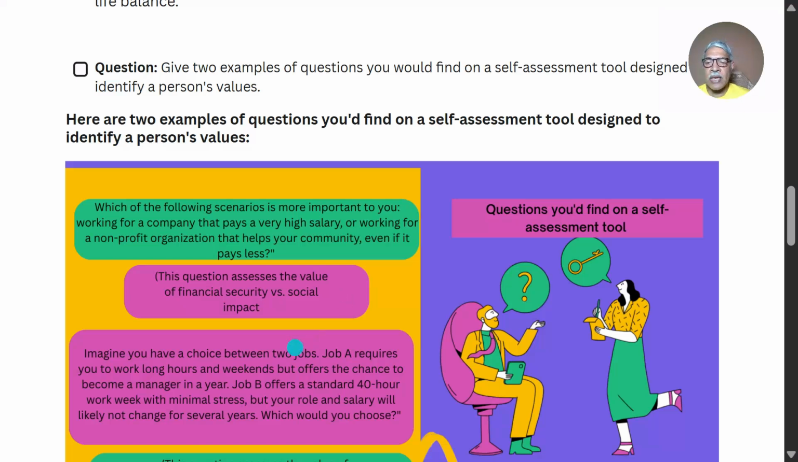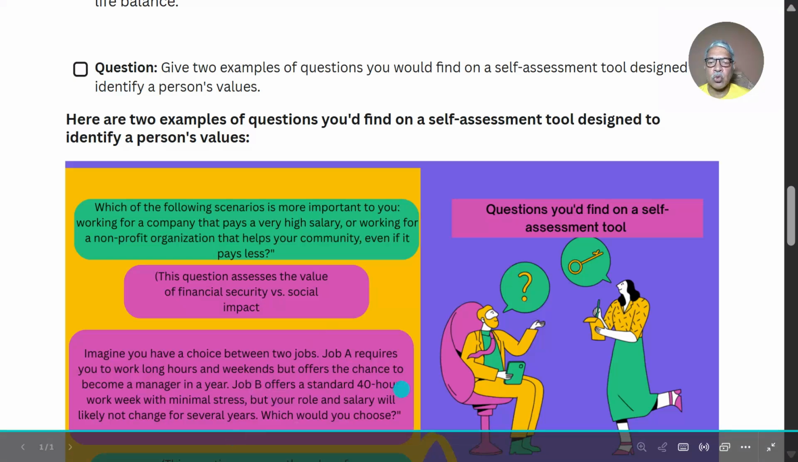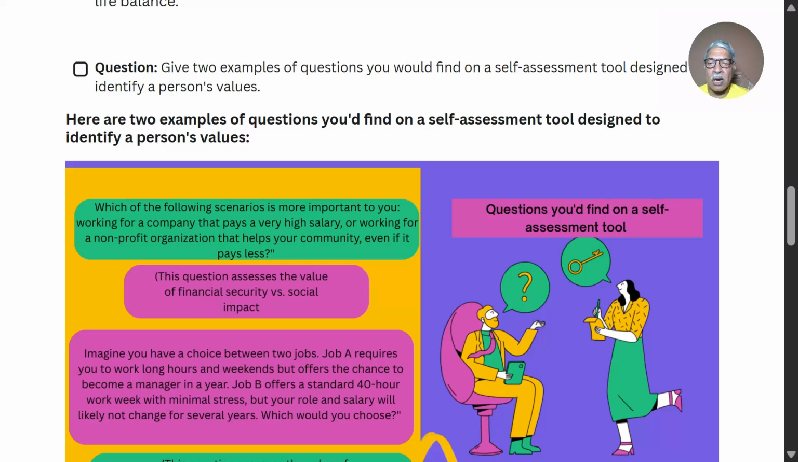Another question would be, imagine you have a choice between two jobs. Job A requires that you work long hours and weekends, but offers the chance of becoming a manager in 1 year. But job B offers a standard 40 hours work week with minimal stress. But your role and salary will not change for at least several years. Which one would you choose?